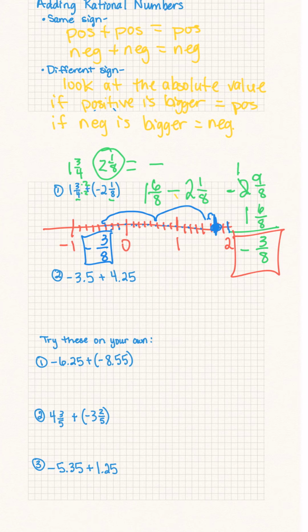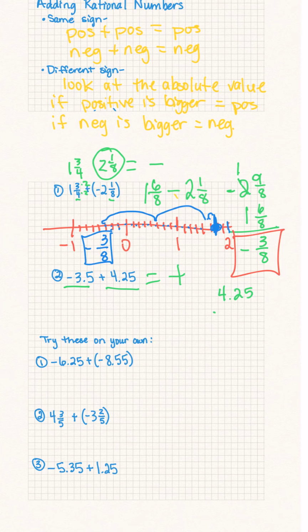Okay, so looking at number 2, we have negative 3.5 plus 4.25. So when we look at these two numbers, not thinking about where they are as far as what one's bigger, but just their absolute value from 0, 4.25 is a bigger number than 3.5. Therefore, we know that this is going to equal a positive answer because 4.25 is positive. So basically, we are taking 3.5 away from 4.25.